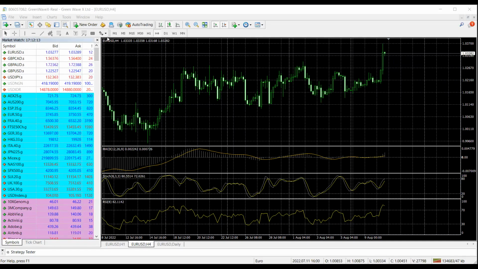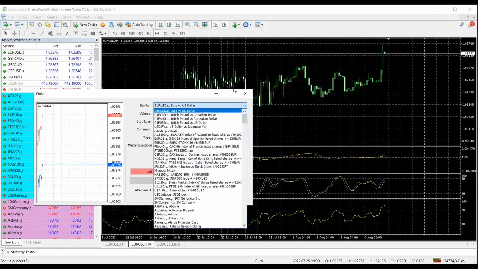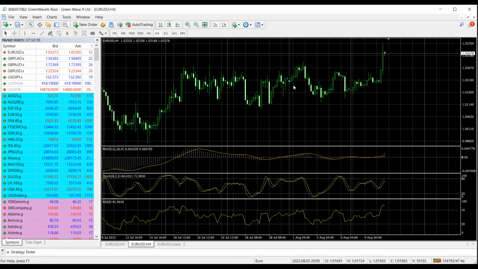So to place a trade, you go to new order. You look at the instrument you want to trade, EUR/USD, which is what I have here. If it's not EUR/USD you want to trade, you choose another. But I always advise that you make sure the instrument you want to trade is the one you have here. Let's say it's GBP/USD you want to trade, just come here and type GBP/USD.